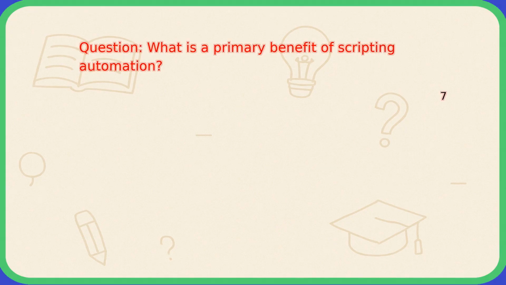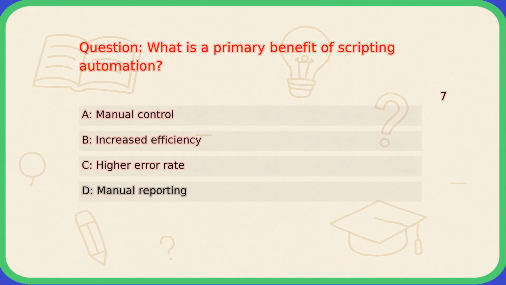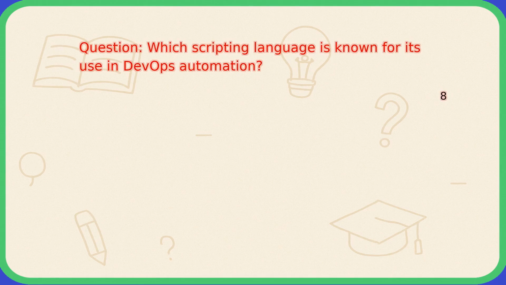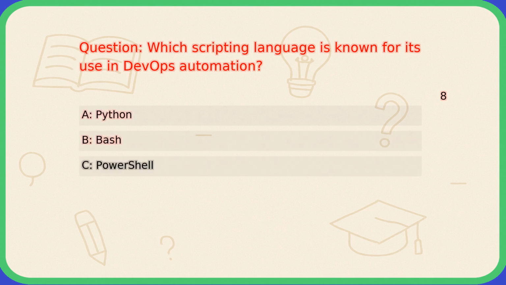Question: what is a primary benefit of scripting automation? Answer B. Increased efficiency. Question: which scripting language is known for its use in DevOps automation? Answer D. All of the above.